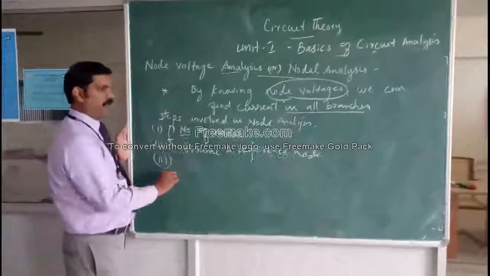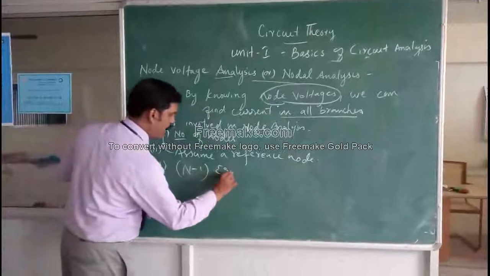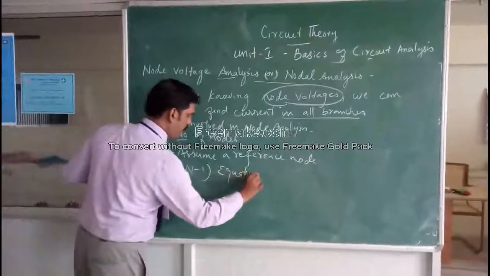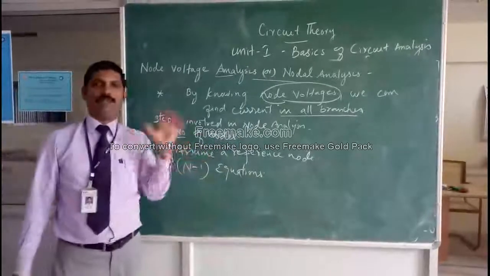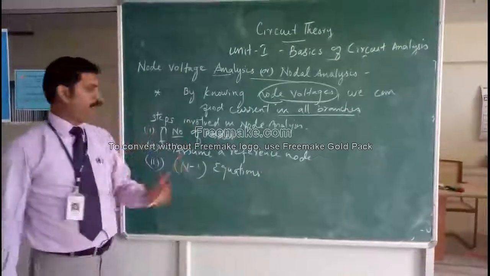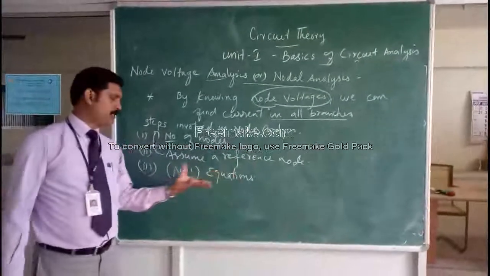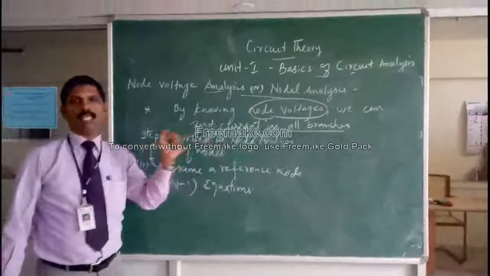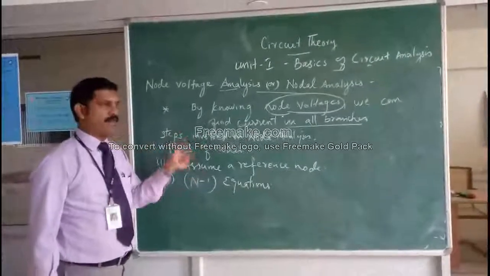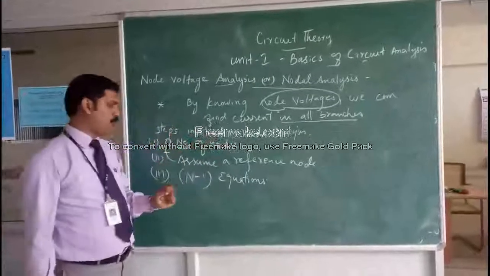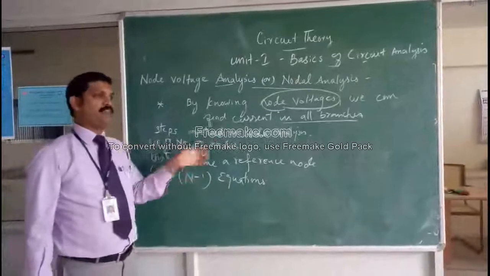From that we can find the number of equations we are going to get. So n minus 1 equations have to be formed, where n includes the reference node. For example, if the circuit has 5 nodes including the reference node, then n minus 1, that is 5 minus 1, 4 equations have to be formed. So first we find the nodes and mark a reference node, and from that we understand how many equations we have to form.